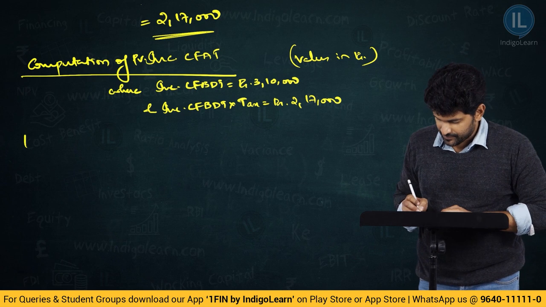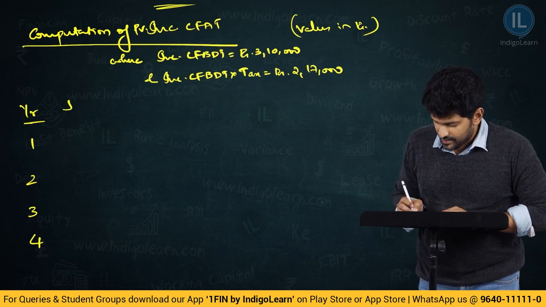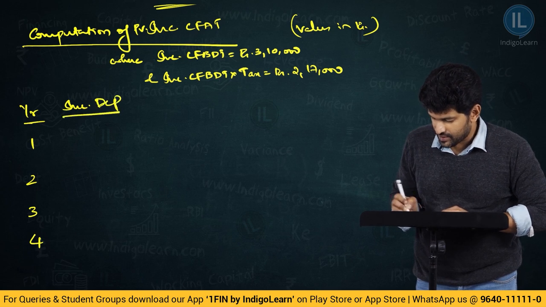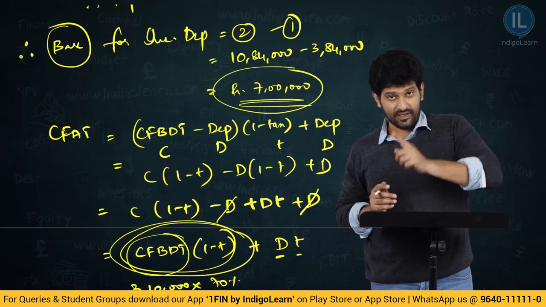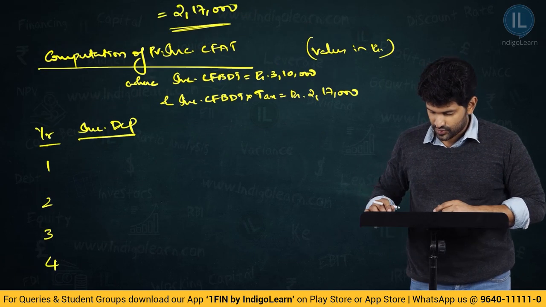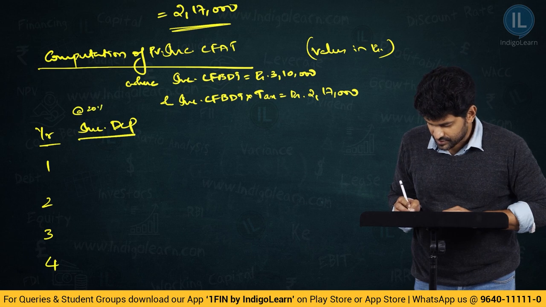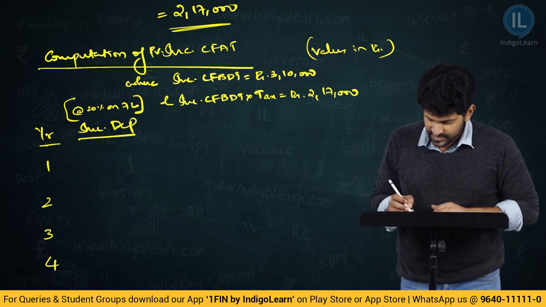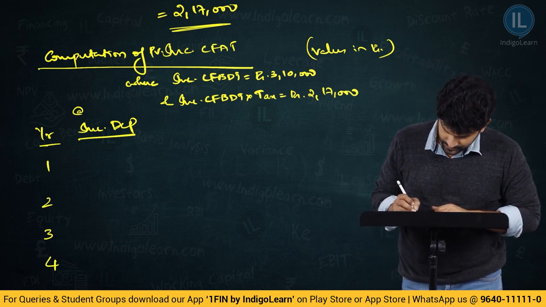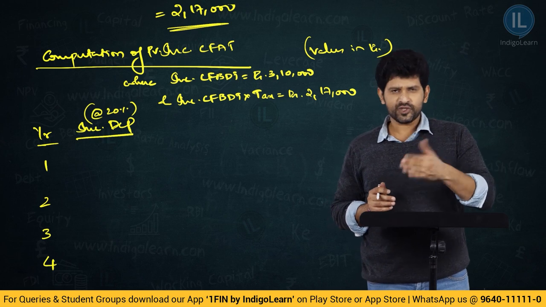Now look at the game. Look at the fun. First we'll write year 1, 2, 3, and 4. Luckily we only have 4 years now. Incremental depreciation. What is the base we know, friends? We just computed the base. For incremental depreciation, it is 7 lakhs. So, at 20% on 7 lakhs, this will be the first figure. Subsequently, we just write at 20%.